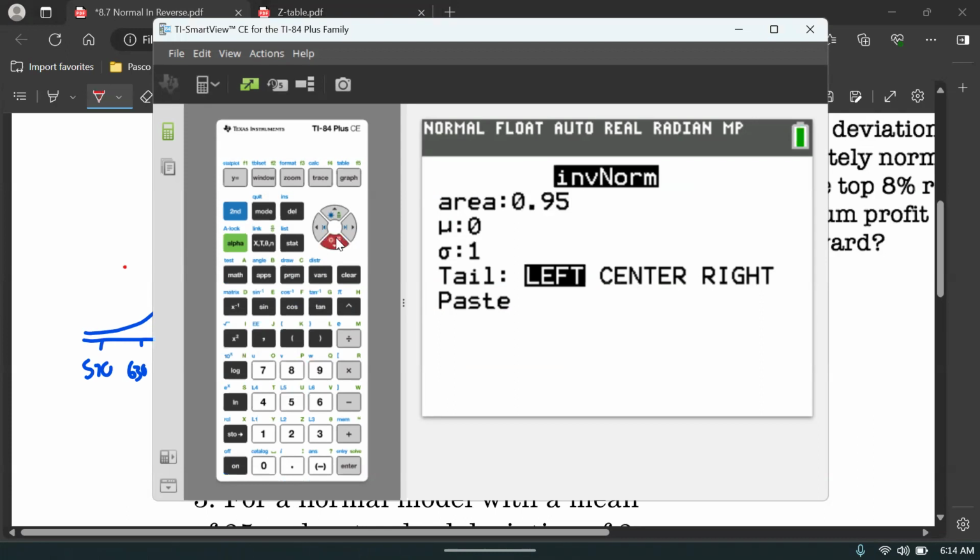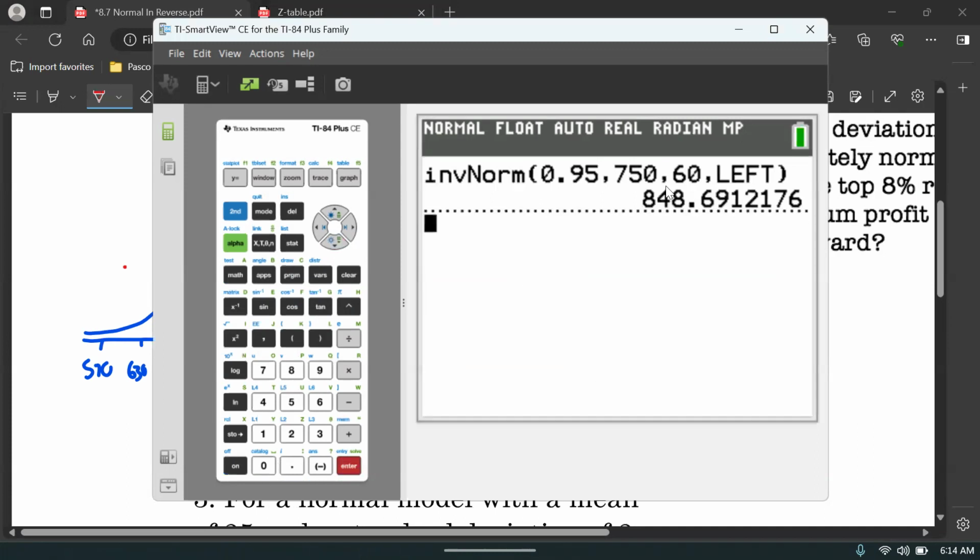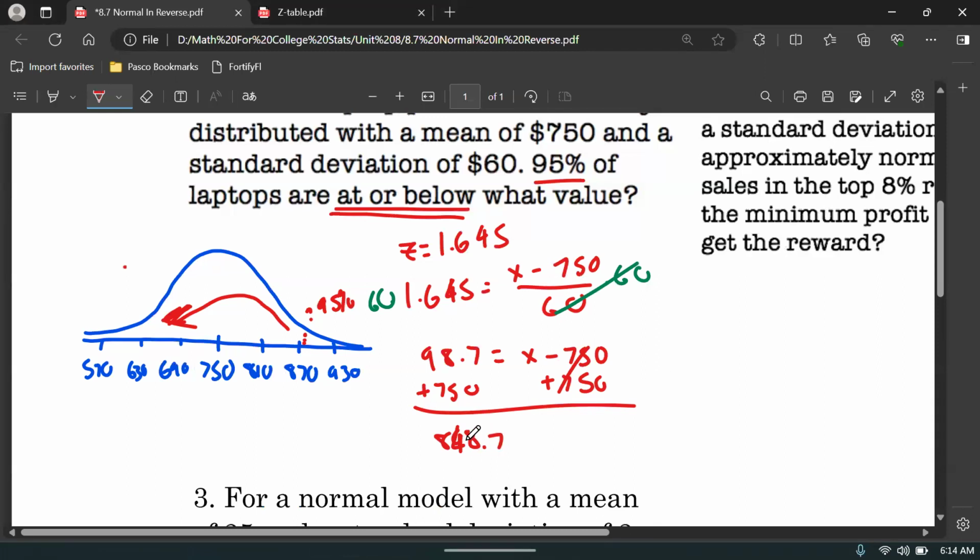95th percentile. The mean was 750, and standard deviation was 60. And again, keeping it left, and paste this. We get 848.69, basically 848.7, like we had estimated. So pretty darn close. So, all right.